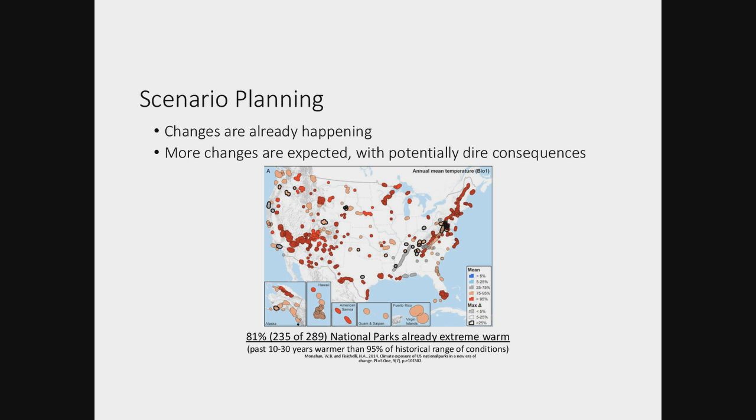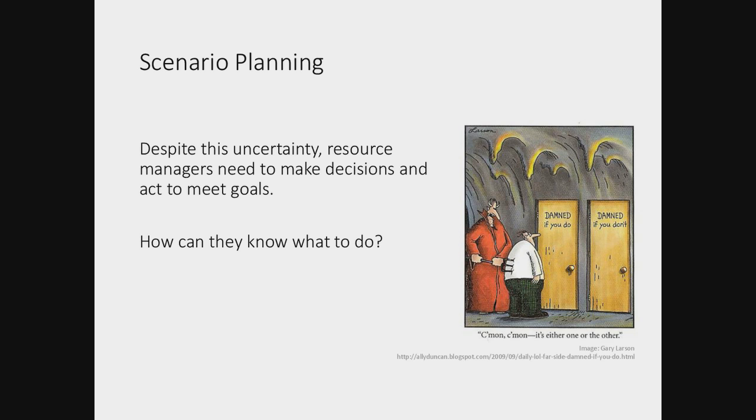On the other hand, we recognize that changes are already happening, as you can see from this map of temperature in national park units around the country. They have been warming substantially, and by all accounts, more changes are expected with some possibly dire consequences. And so managers are in this situation where things are happening, but there's also a lot of uncertainty with what will continue to happen.